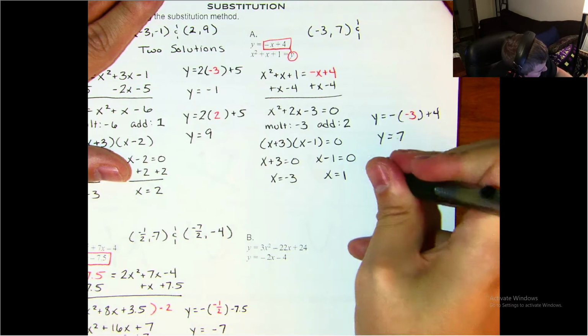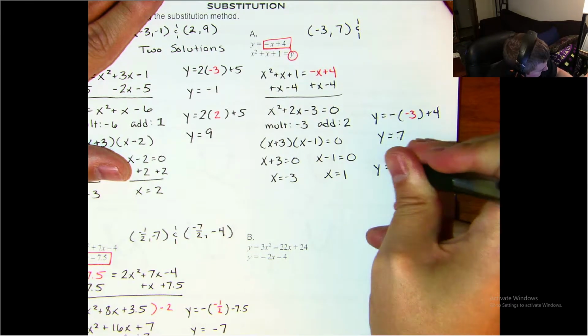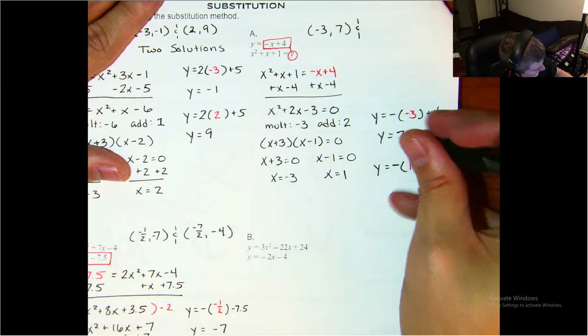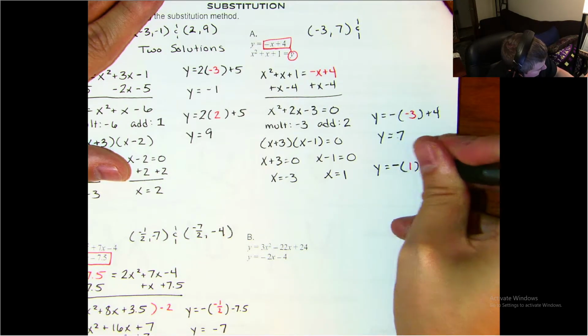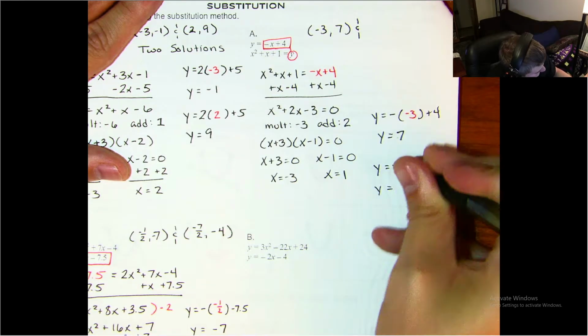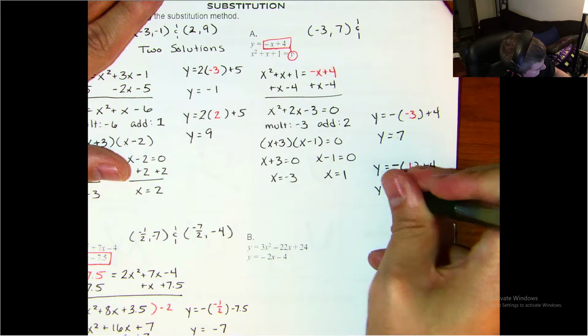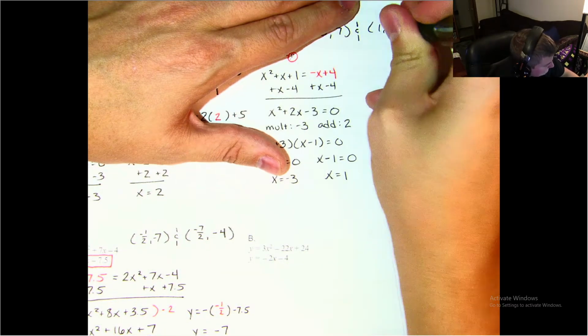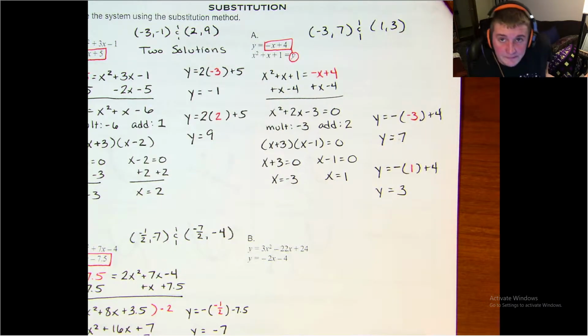And then our second solution, let's take the opposite of positive 1 and then add 4. So the opposite of positive 1 is negative 1. Negative 1 plus 4 is 3. So my second solution is 1, positive 3. Okay, and that is letter A.